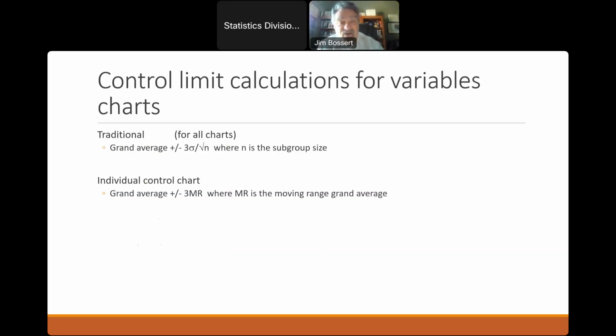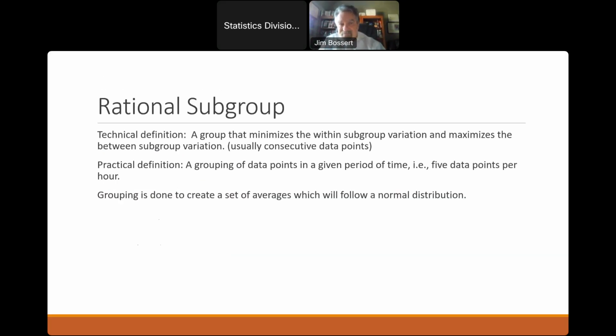Basically, what we're doing here is looking at, for a traditional chart, the grand average plus or minus 3 standard deviations divided by the square root of n, and the n is the subgroup size. When you talk about individuals, it's the grand average plus or minus 3 times the moving range. And the moving range grand average is what we use. So those are just some of the differences, and those are the calculations. It's not rocket science. This is fundamental blocking and tackling when it comes to statistics.